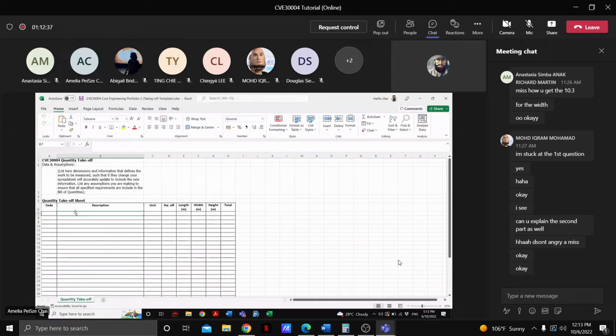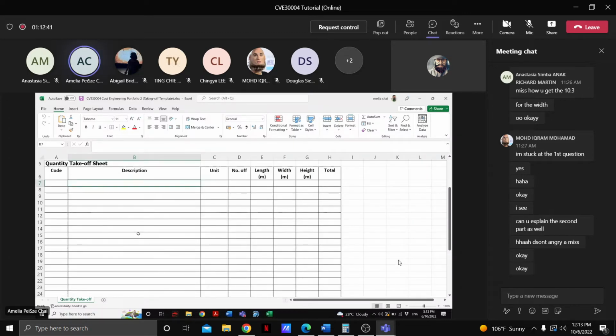Okay, here we have your description. So how do you key in your description? Basically it's just a description of what you're doing. So the first one is your excavation.